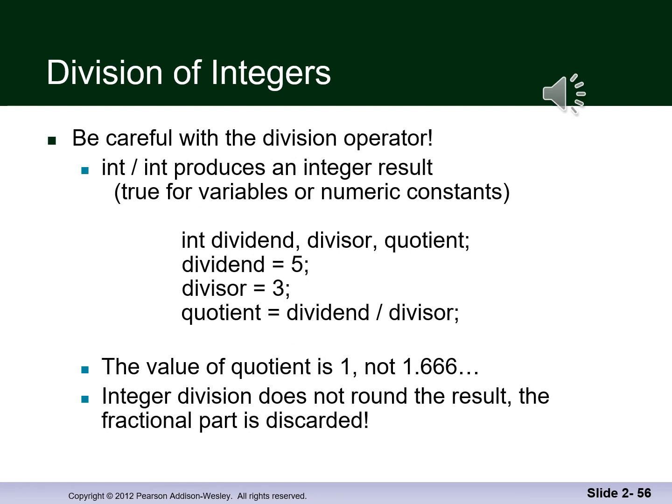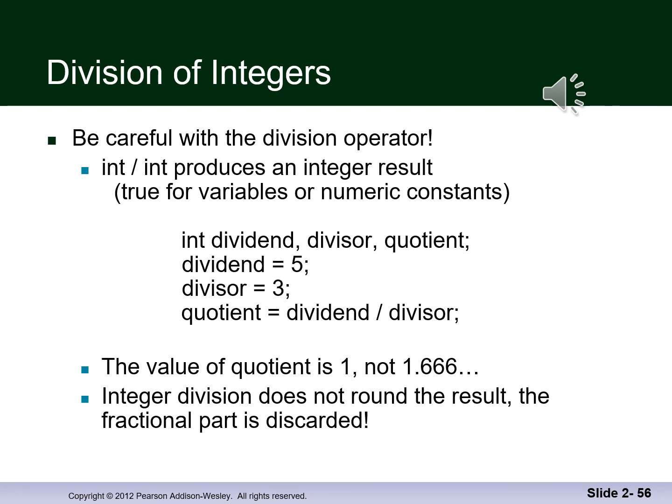Here's the problem I was alluding to earlier. Integer division does not round the result. The fractional part is truncated. It's just removed. So you want to be careful with the division operator. An int divided by an int produces an integer result, even though in most cases when you're dividing, you don't get a true integer.